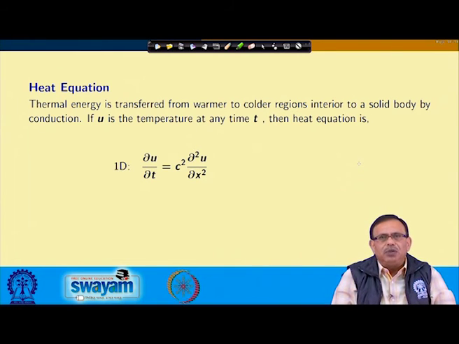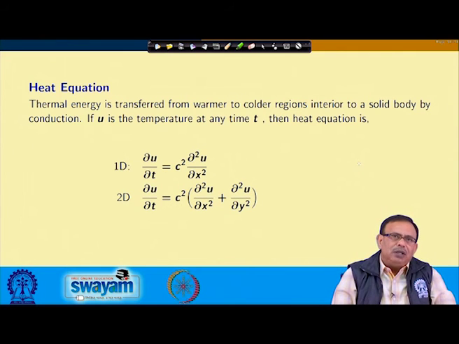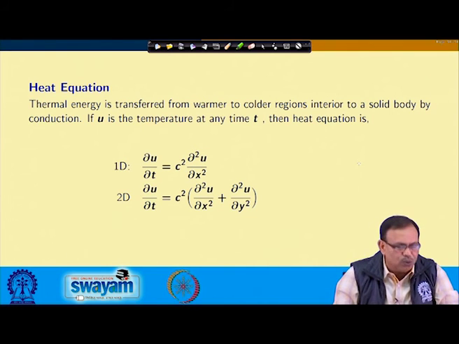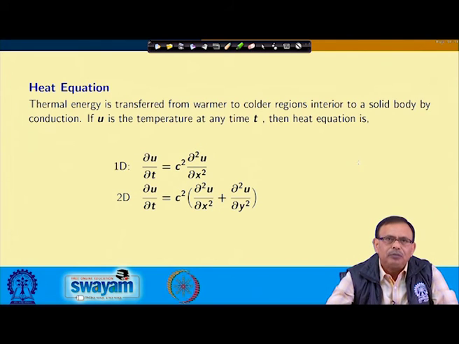One dimensional heat equation can be written as ∂u/∂t = c² ∂²u/∂x². Similarly, two dimensional heat equation can be written as ∂u/∂t = c² (∂²u/∂x² + ∂²u/∂y²). So, please note this, the two dimensional heat equation is ∂u/∂t = c² (∂²u/∂x² + ∂²u/∂y²).